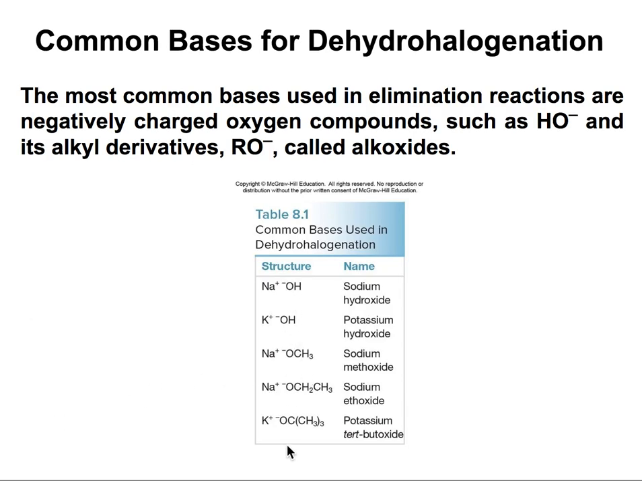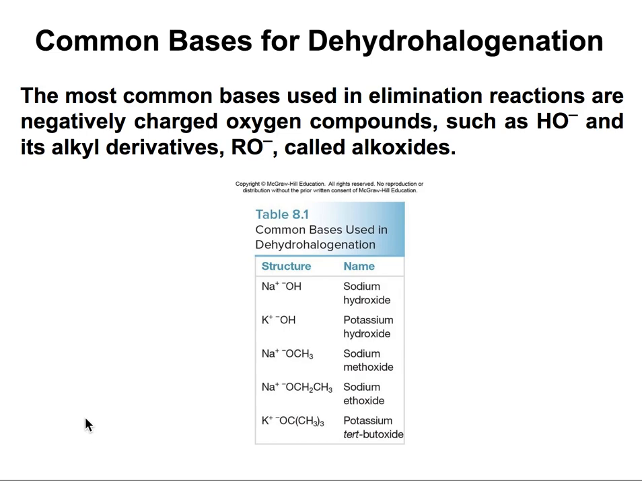So here you have some of the most common bases for dehydrohalogenation. You've already seen the OH minus. That's a really good one. Potassium hydroxide is another source of OH minus. Then we have sodium methoxide, and we'll also have sodium ethoxide. Sodium methoxide comes from methanol, sodium ethoxide comes from ethanol, and potassium tert-butoxide comes from tert-butyl, right?